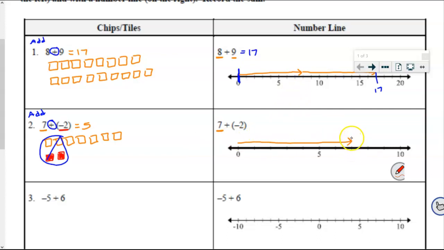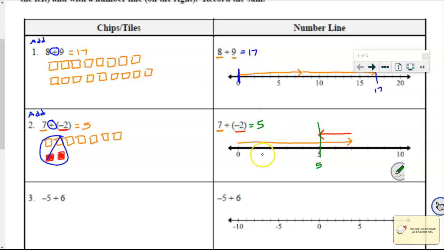So, the way you guys are going to do it, starting right where we left off, which was right here at 7, I'm going to go backwards in the other direction. I'm going to count 1, 2 in the negative direction. And where did I end up? At 5. So, yeah, it is easy, right? We're just modeling the same type of thing in a different way.